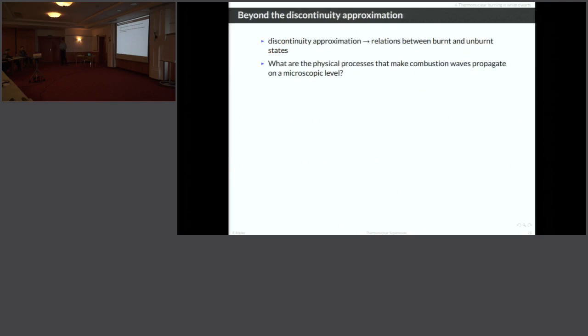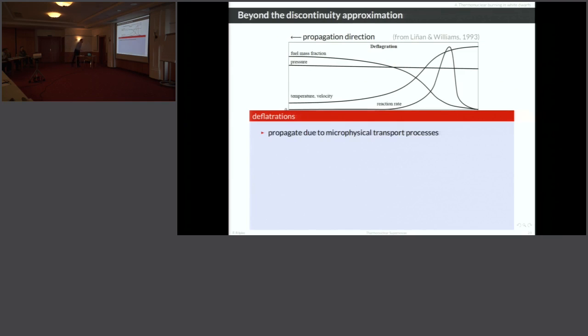Okay, so this is the discontinuity picture of combustion waves, the discontinuity approximation. I've shown you that just from considering the jump conditions over discontinuities, we can derive relations between the burnt and the unburnt states. However, this does not explain why such combustion waves propagate on a microphysical, microscopic level. So what's really the physics that makes these combustion waves propagate?